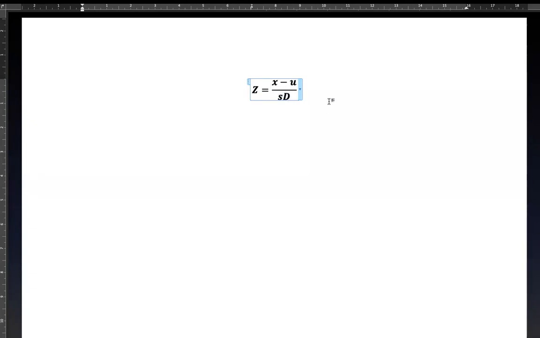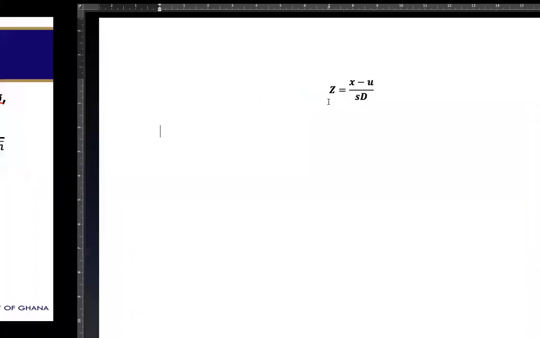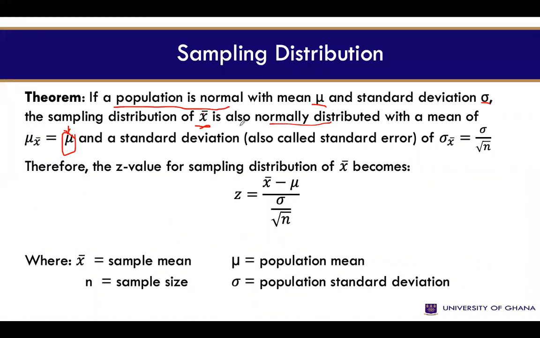But now we are looking at the sampling distribution of the sample mean. So in place of x, we have x bar, and in place of sigma, we now have sigma divided by the square root of n. When finding the sampling distribution of the sample means, it's no longer x minus mu over sigma, because you're not dealing with single points. It's now x bar, the sample mean, minus mu, the population mean, divided by sigma over the square root of n.